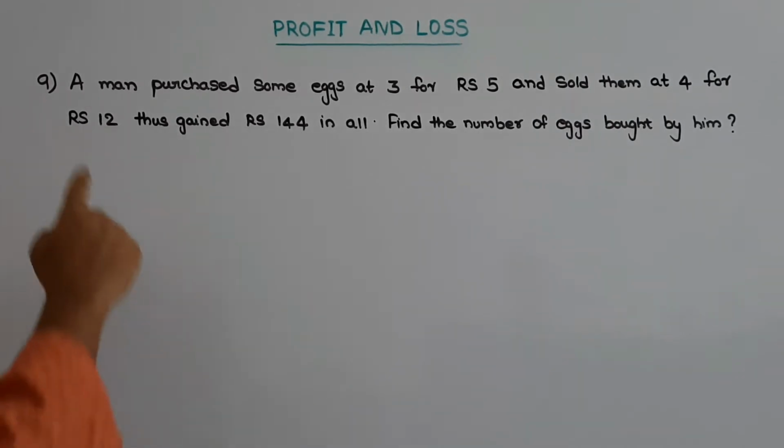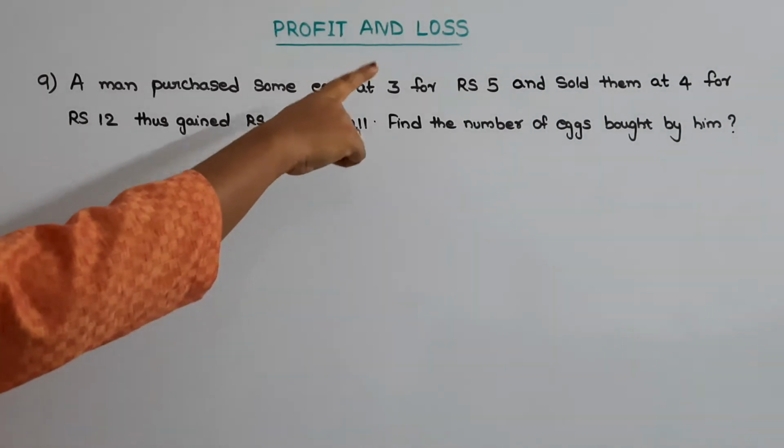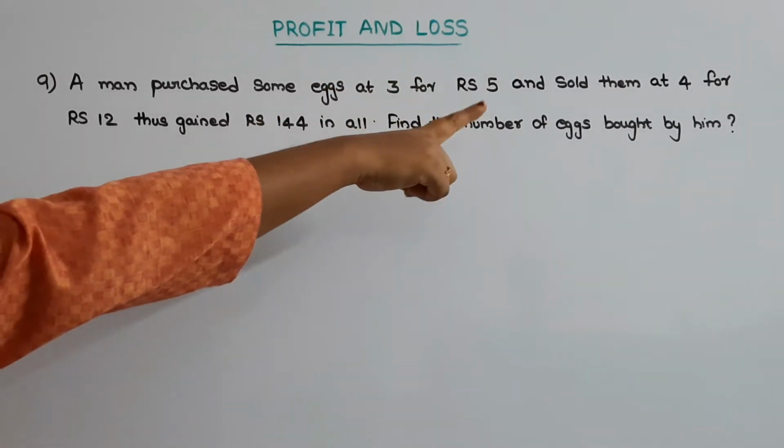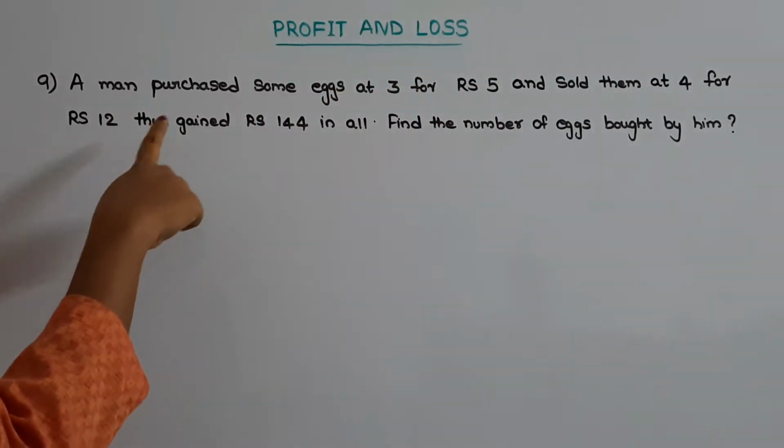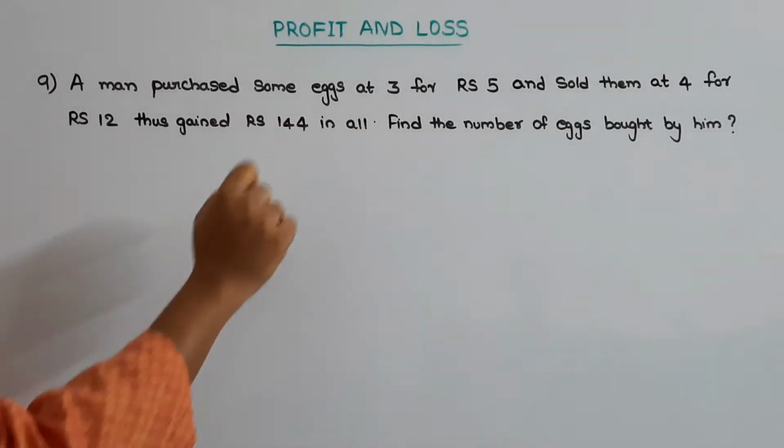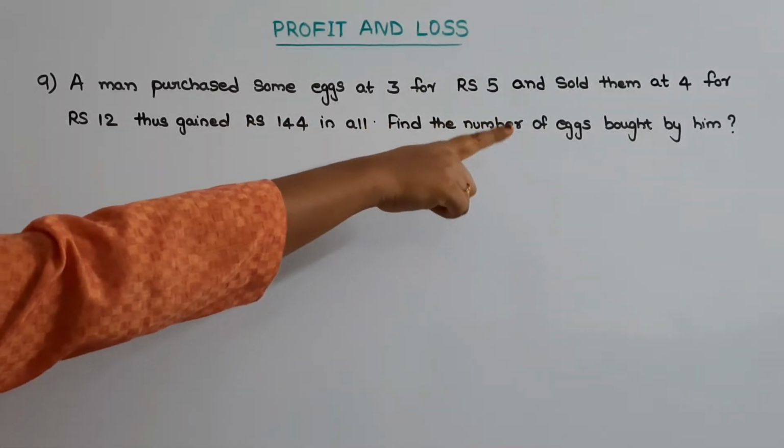Ninth question is, a man purchased some eggs at 3 for rupees 5 and sold them at 4 for rupees 12. Thus gained rupees 144 in all. Find the number of eggs bought by him.